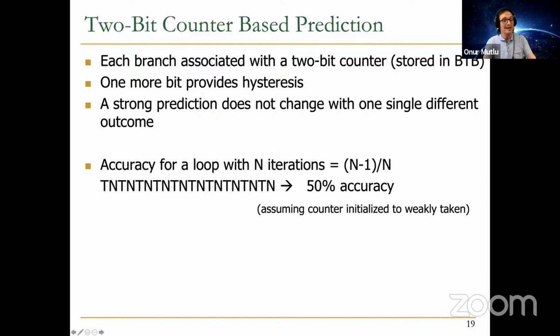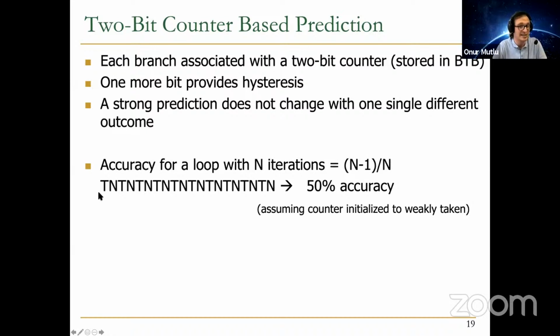So now let's go back to this other branch that we looked at. We had, remember, n iterations. So accuracy for a loop with n iterations used to be n minus 2 divided by n. Now it becomes n minus 1 divided by n. So you basically make only one mistake in a loop branch. And you can think about why that is the case. I'll let you think about that, because you don't change the prediction once. You change the prediction when you see two opposing outcomes.